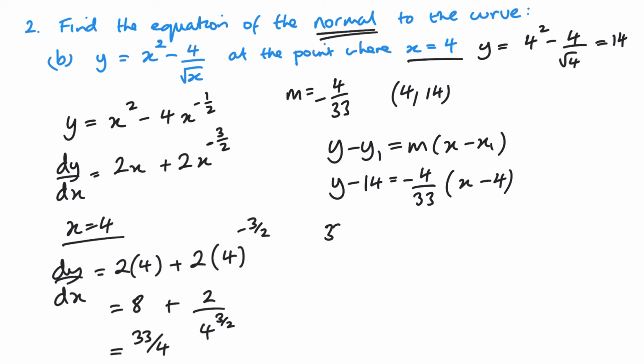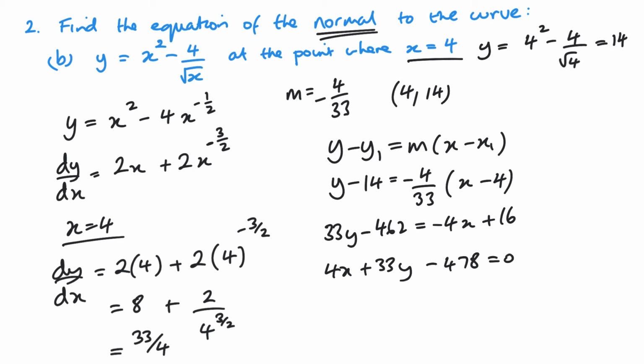So that gives me 33y minus 462 equals minus 4x plus 16. So it's 4x plus 33y minus 478 equals 0.